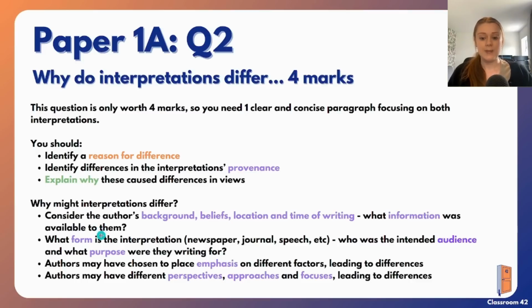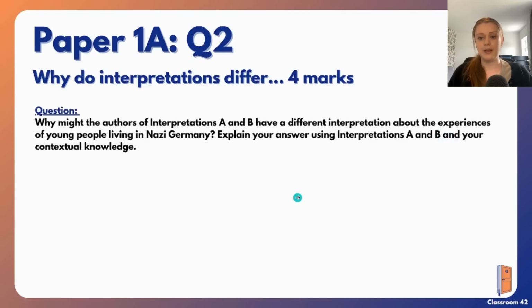The next thing we can think about is that authors may have chosen to place emphasis on different factors, which can lead to differences. Authors may also have different perspectives, approaches, and focuses. Again, it might lead to differences in interpretations. So let's have a look at an example answer.